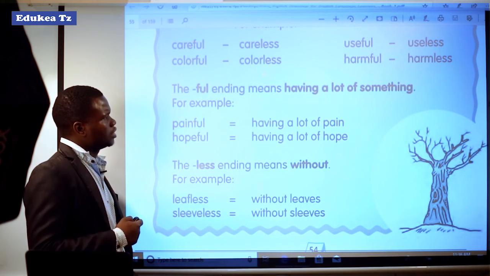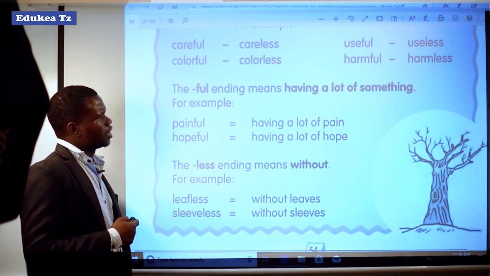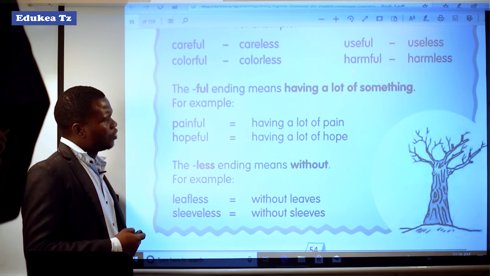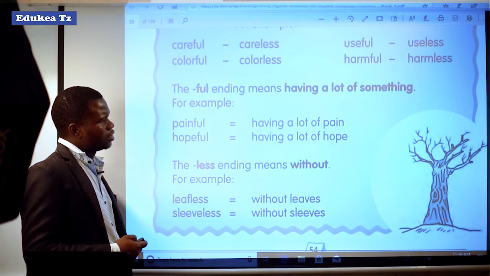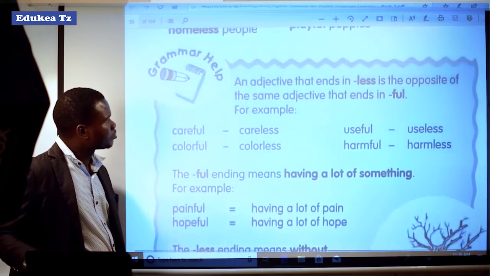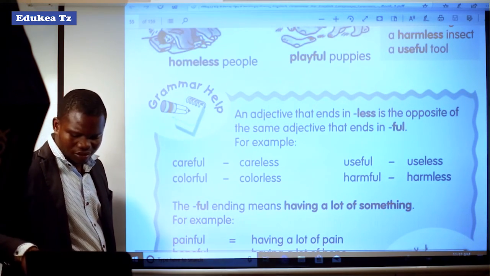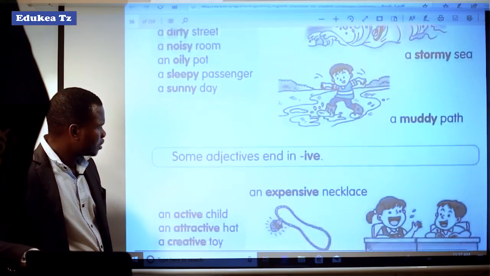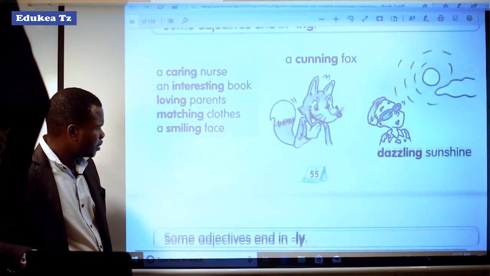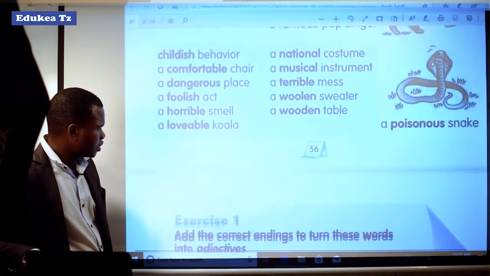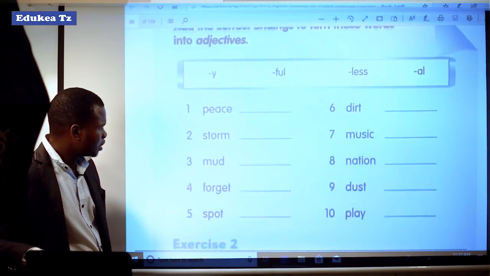For example, water is colorless. It doesn't have a color. Useful, useless. It is useful, but it is useless, no use. Harmful, harmless. So here there is no harm in that thing once you say harmless. So all these are different forms of adjectives, and the exercises that we have sorted out, I have to conduct them so that we are going together in this session.